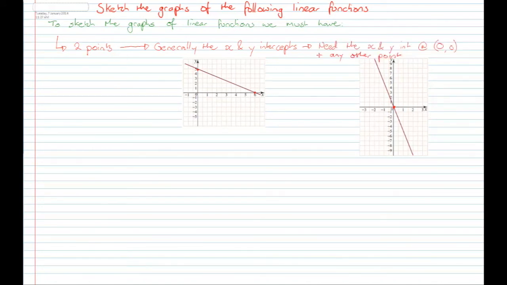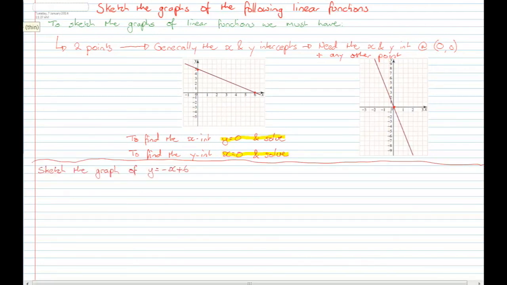And we need to find any other point, which can be found by substituting any x value you choose. Now remember, to find the x-intercept we make y equal to 0 and solve, and to find the y-intercept we make x equal to 0 and solve. Alright, so this question says sketch the graph of y equals -x plus 6. So let's always find the y-intercept first, just makes it a little bit easier.